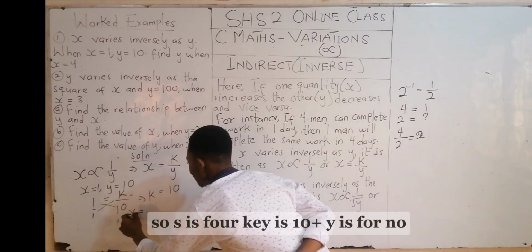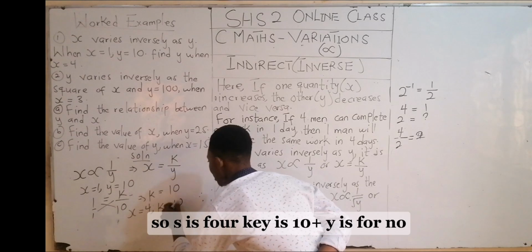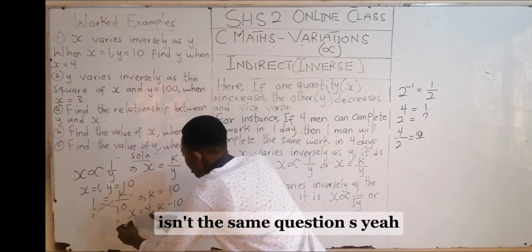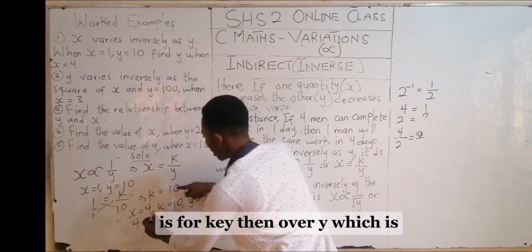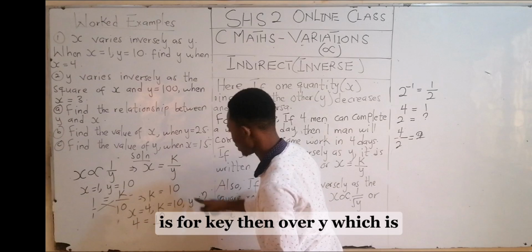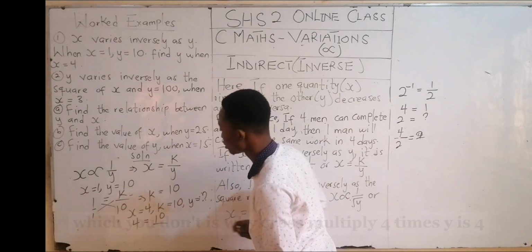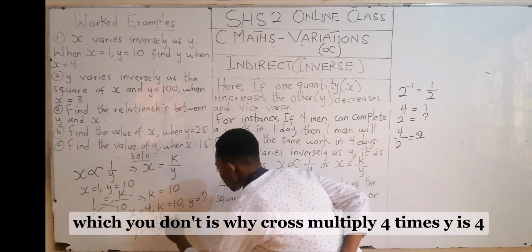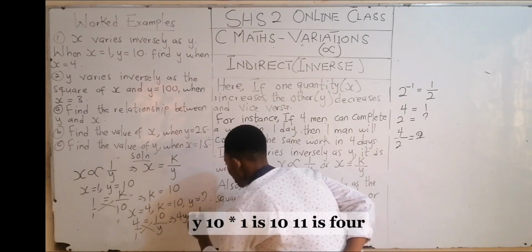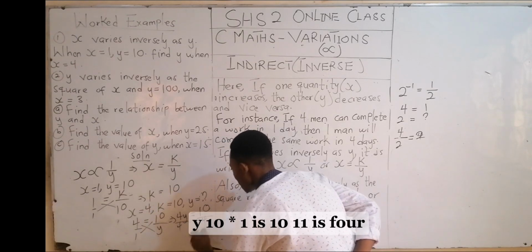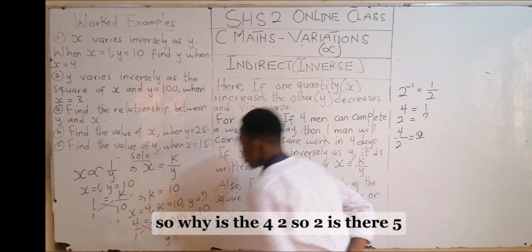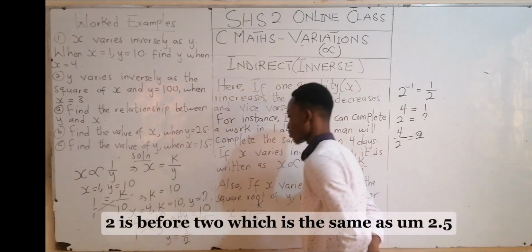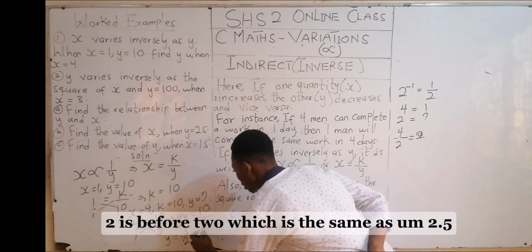Now find y when x is 4. So x is 4, k is 10, but y is unknown. Using the same equation, 4 is equal to 10 over y. Cross multiply. 4 times y is 4y. 10 times 1 is 10. Divide both sides by 4. So y is equal to 10 over 4. 2 into 10 is 5, 2 into 4 is 2, which is the same as 2.5.